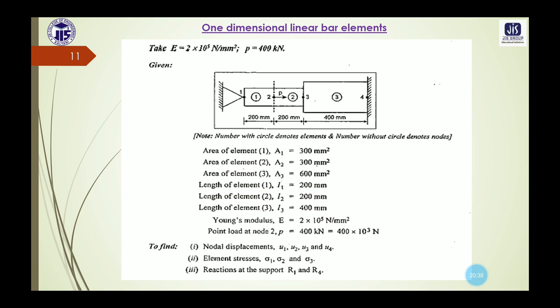The value of Young's modulus is given as 2 into 10 to the power 5 Newton per millimeter square, and the point load which is acting at the node 2, that P, is given as 400 kilonewton, which is 400 into 10 cube Newton.